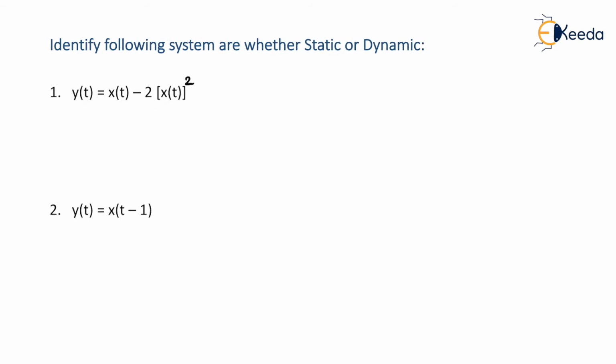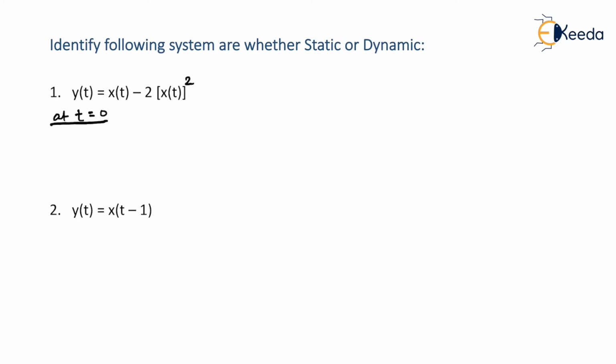So look at question number 1. In this, we have to identify which systems are static or which systems are dynamic. What you need to do is read the equation. It says y of t equal to x of t minus twice of x of t whole square, right? So what I can do is, let's say at t equal to 0.